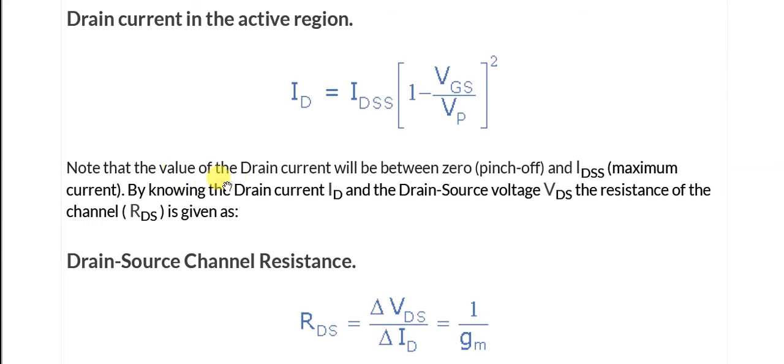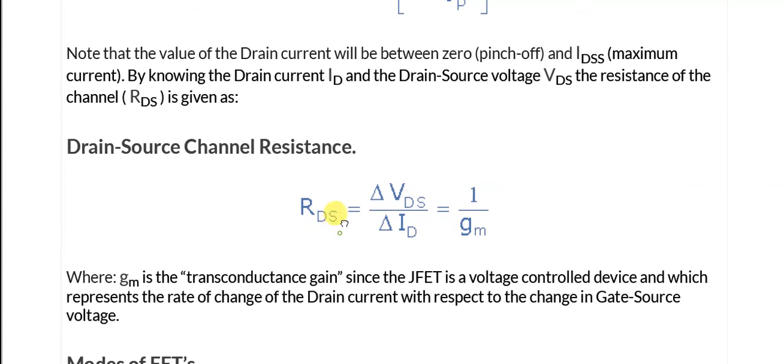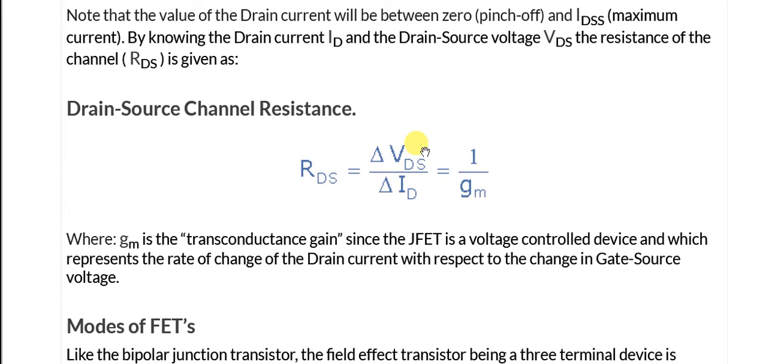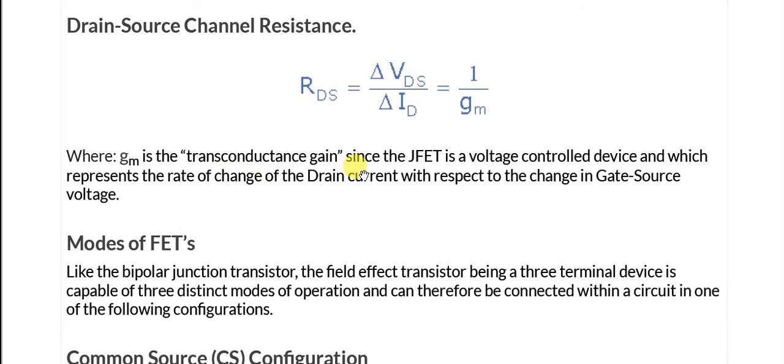The drain to source channel resistance is given by delta VDS by delta ID. From the curve we can get this, which is 1 over G, the conductance, where G is the transconductance, since the JFET is a voltage controlled device, and it represents the rate of change of the drain current with respect to the gate source voltage.